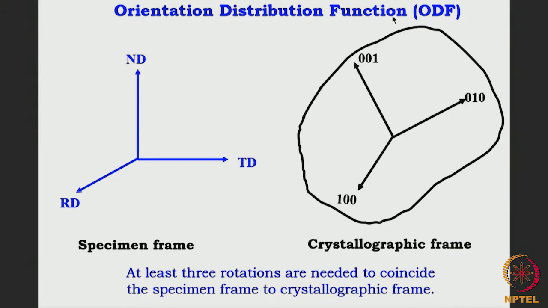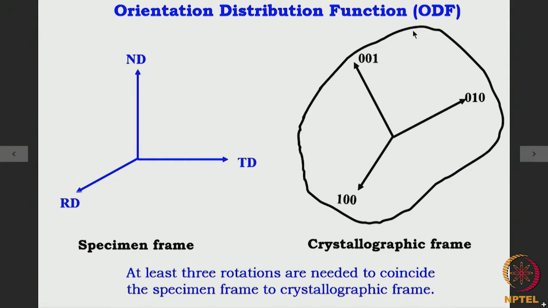Say, for example, if we take a sheet material specimen, then the sheet material specimen has three sample directions. One is the rolling direction, the other is the transverse direction, and the third one is the normal direction. All these three directions are mutually perpendicular to one another. These three constitute what is known as the specimen frame, and this is the same for all the grains within the specimen.